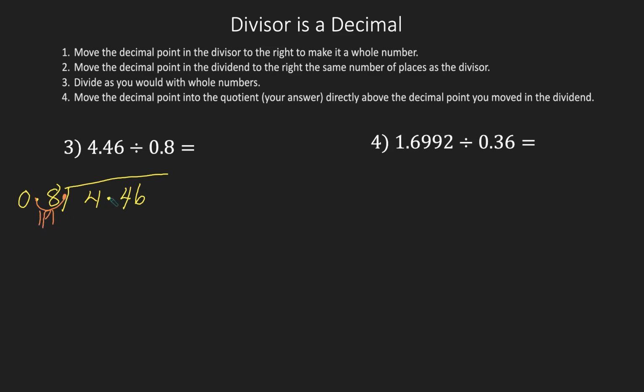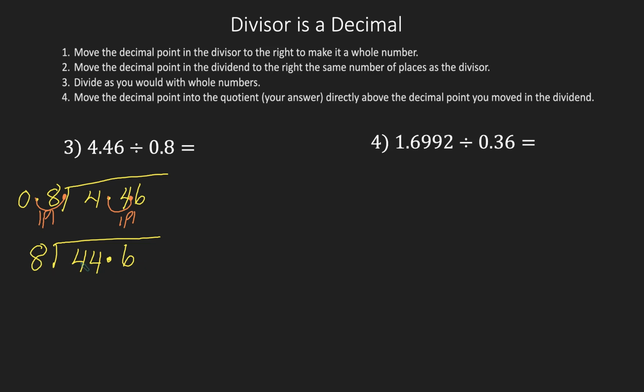Now we have to move the decimal point in the dividend the same amount of places we did in our divisor, which is 1 place. Now we've changed our number. So now my divisor is 8 and my dividend is now 44.6. And this is just like the scenario we had before. So I'm going to divide as if these were whole numbers.